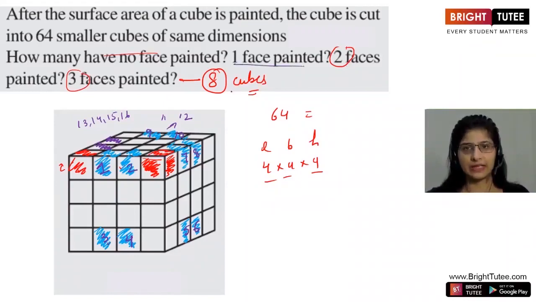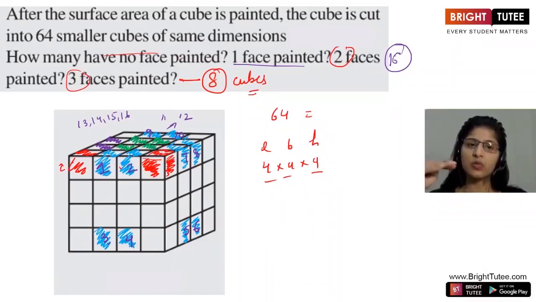Now 1 face painted. Okay, now we have to answer 1 face painted. Just see this one, when we paint 1, 2, 3, and 4. These are the 4. In between the 4 squares, you can say, there are cubes which have just 1 face painted, only one face of those cubes is painted, right?